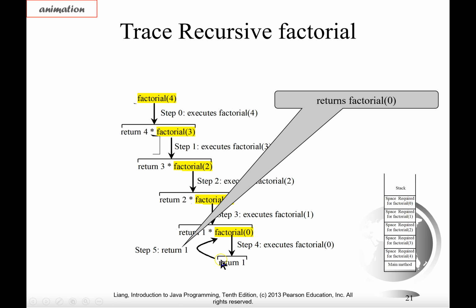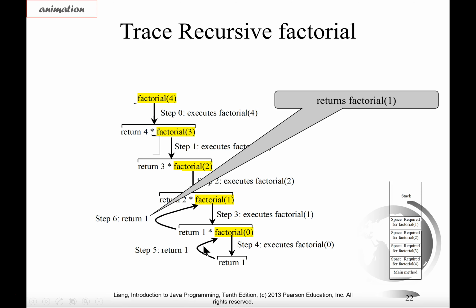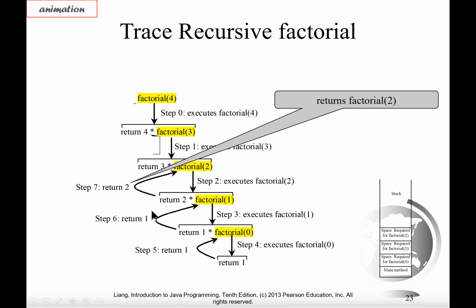So factorial 0 returns 1. Then we take 1 times 1. Basically what that does is it returns 1 again. Then we take the factorial of 1 times 2. So that returns 2.